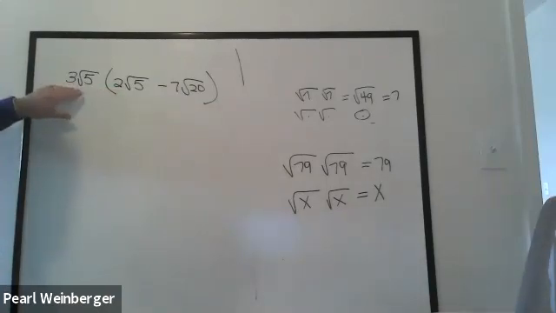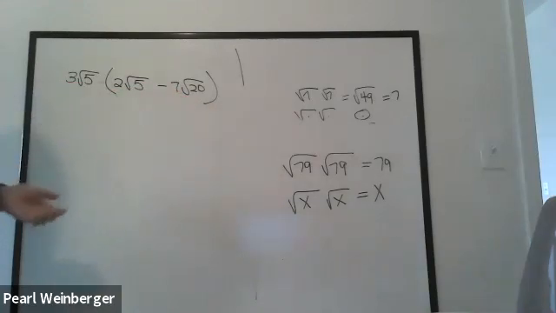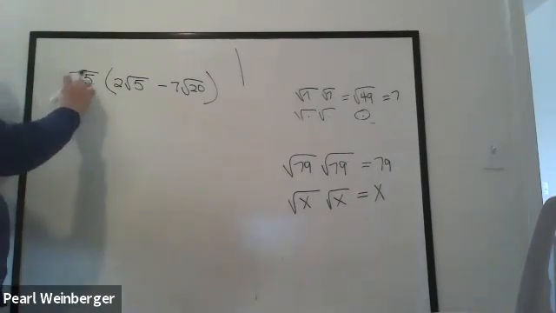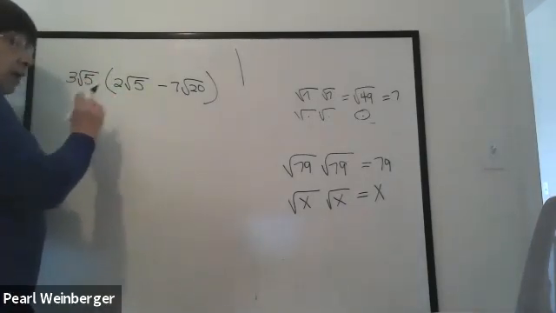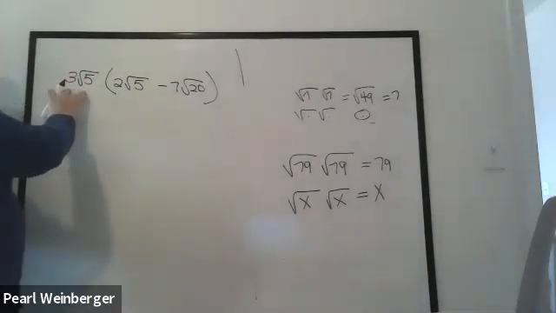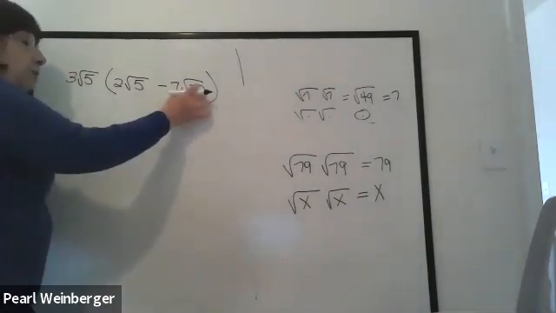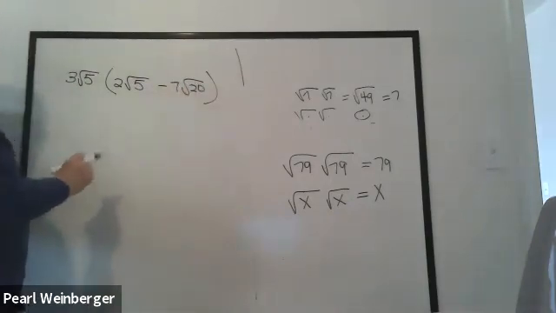I know that I have a single term multiplying by a binomial. And that means I have to use the distributive property. I'm going to multiply the 3 radical 5 times the 2 radical 5. And then I'll go back and take the 3 radical 5 and multiply it by the negative 7 radical 20.